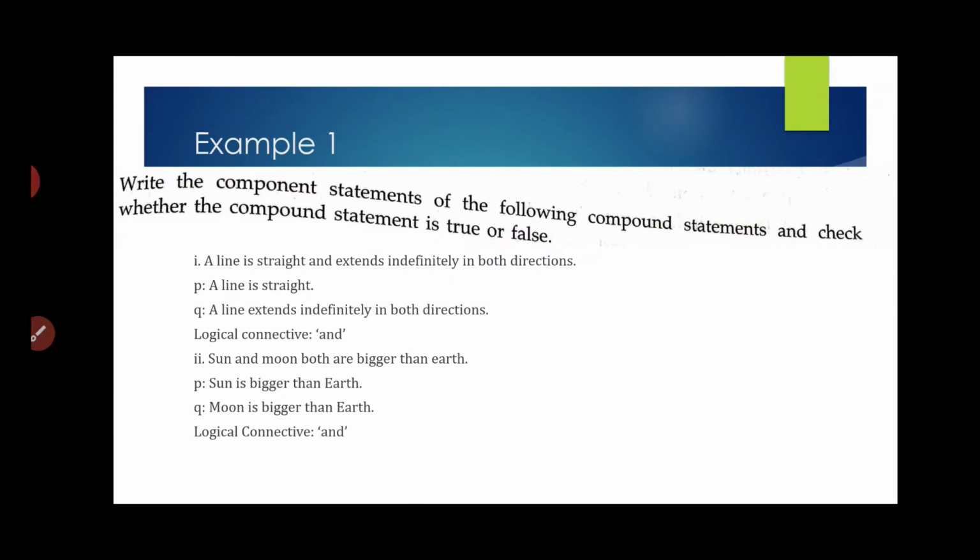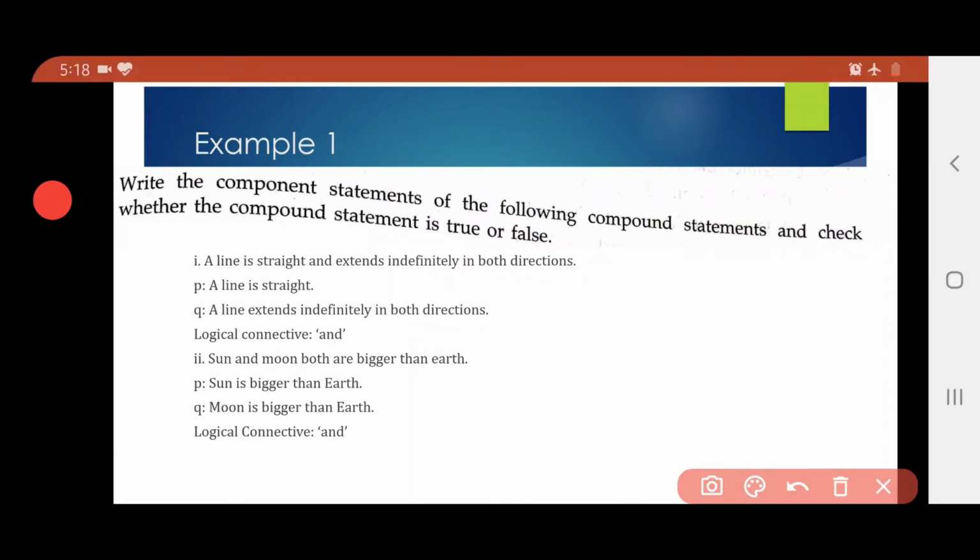Now to check if it is true or false, let us see. Sun is bigger than earth, this is definitely true, but moon is bigger than earth, that is definitely not true, it is false. So one of the component statements is becoming false, so therefore the whole compound statement is becoming false. Fine.